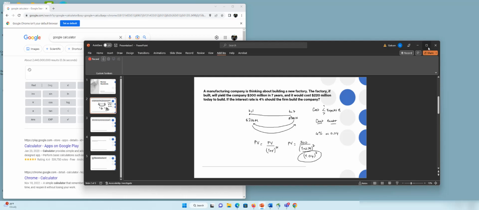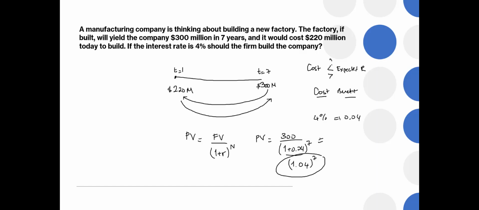Let's go back to the question. This number is equal to $228 million. Now we can compare. We have two numbers: the cost that we pay today, 220 million, and the benefit, the present value of the expected revenue, which is now 228 million. As you see, the expected revenue of this project is higher than the cost. Therefore, we should build the project. That's how we answer this type of question.